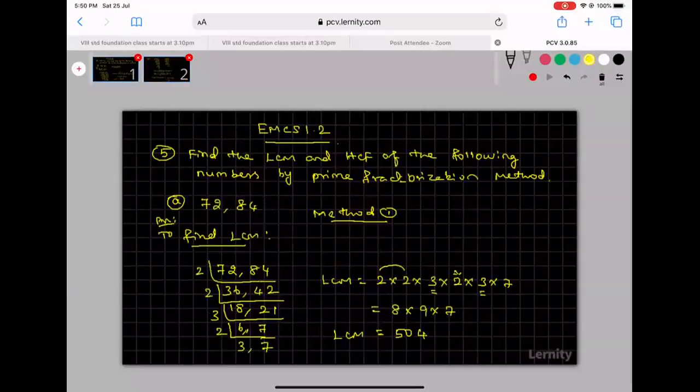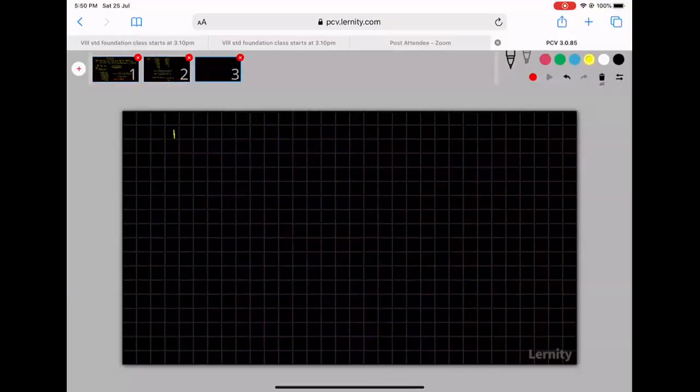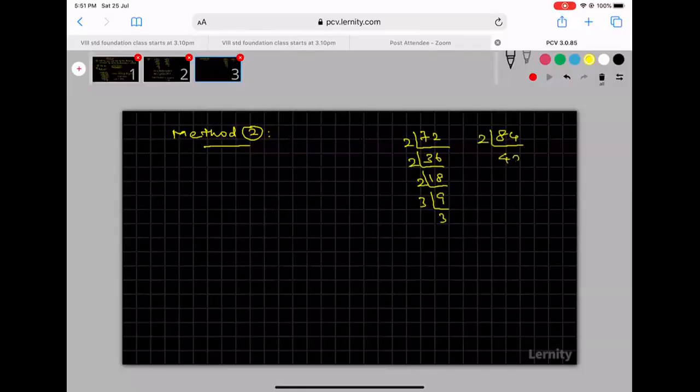Here I told you this is method 1. I will tell you another method. Whichever is easy, you follow that. This is method 2. Just I am taking that 72. Already I know that this is 36, then 18, and this is 9, here 3 threes are 9. The second one is 84. Dividing with 2 means 42, then 2 means 21, then 3 means 7.